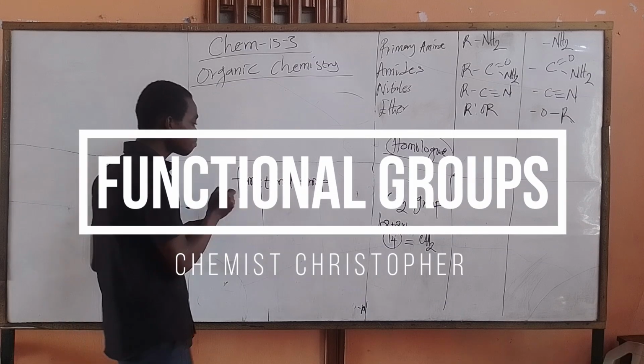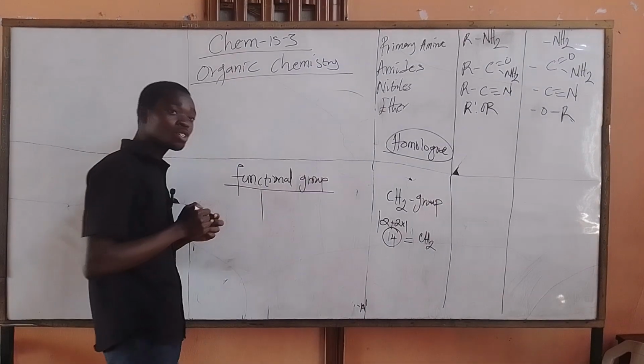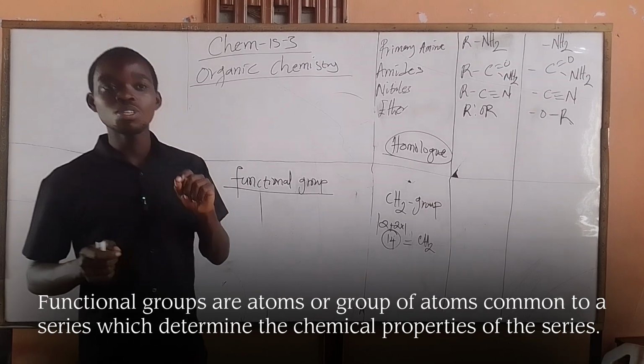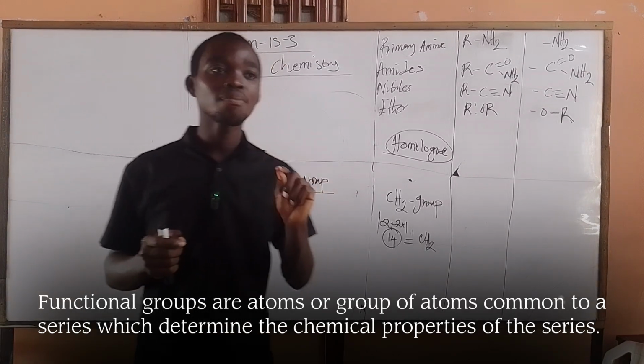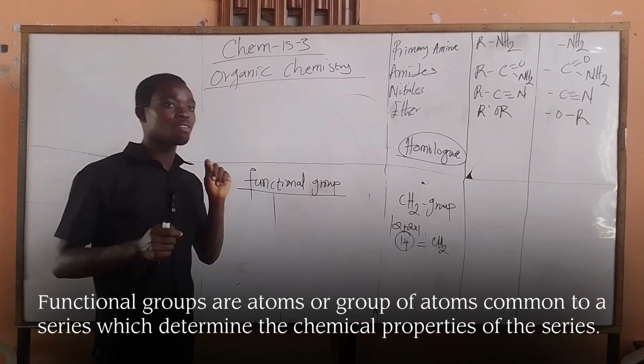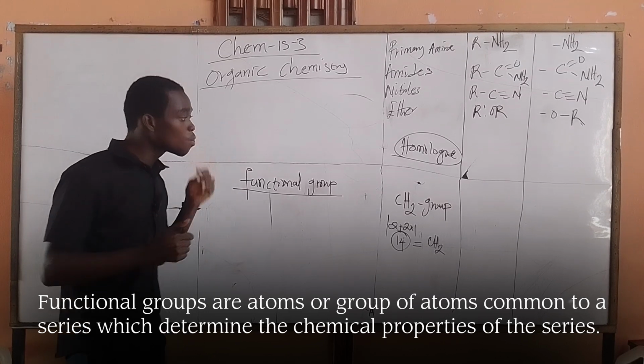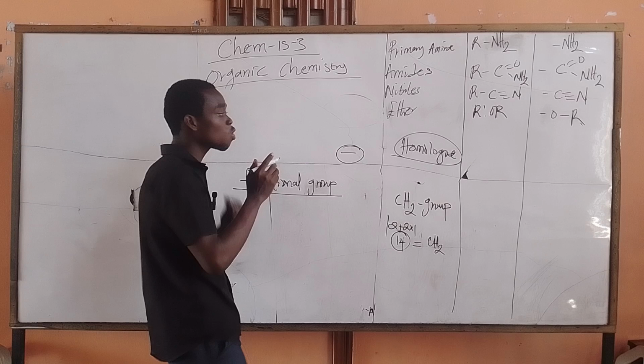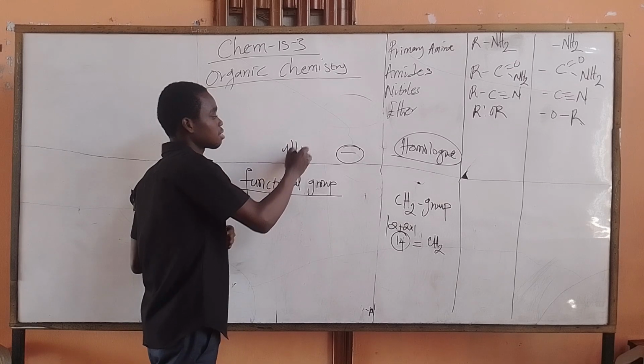So the next one is the functional group. Now, functional groups are atoms or groups of atoms common to a series which determine the chemical properties of the series. So we have the single bond. This is a functional group. It is common to the alkanes.